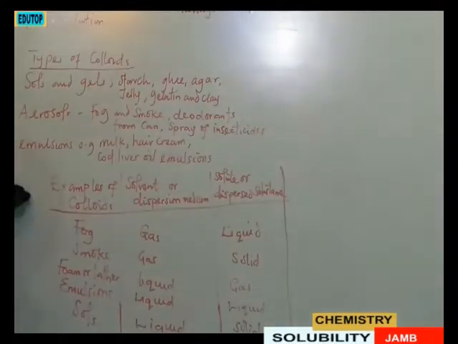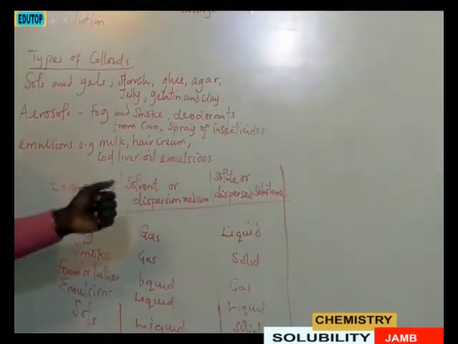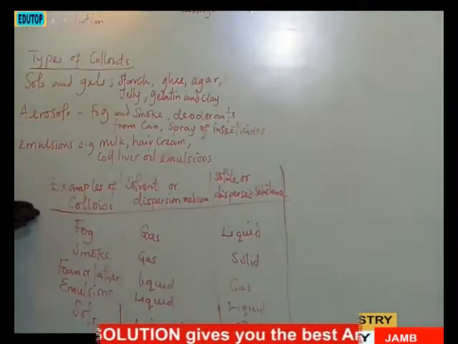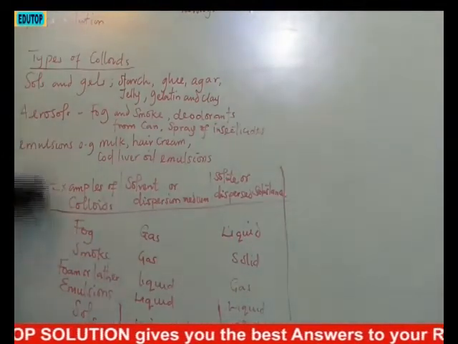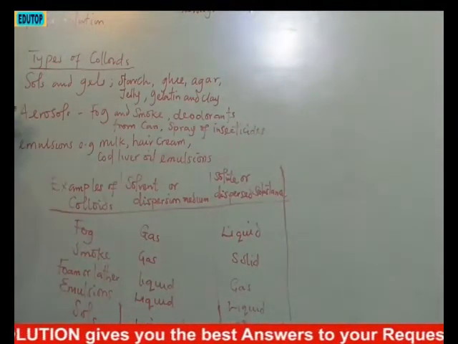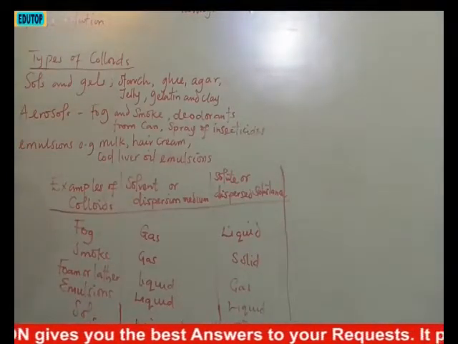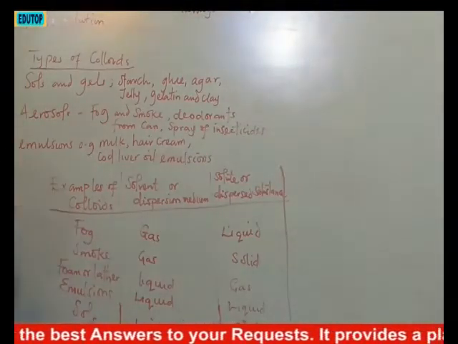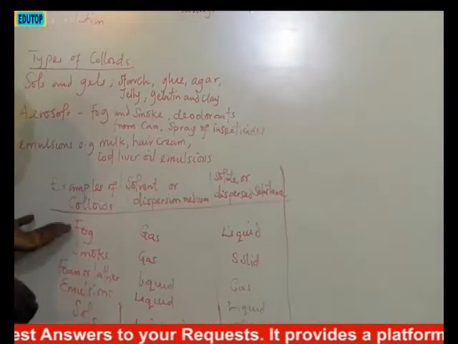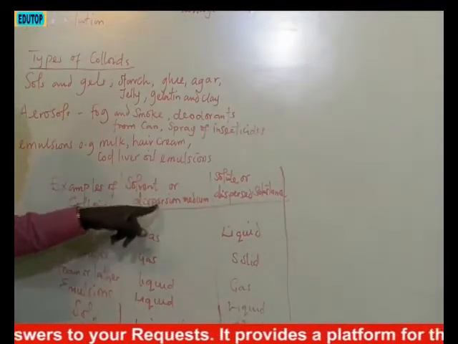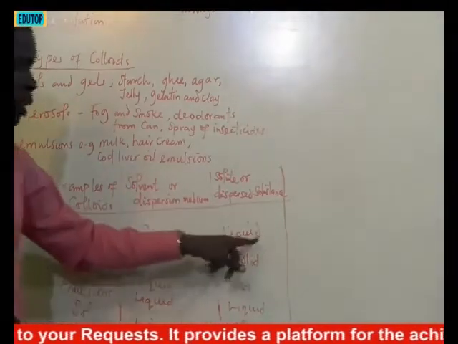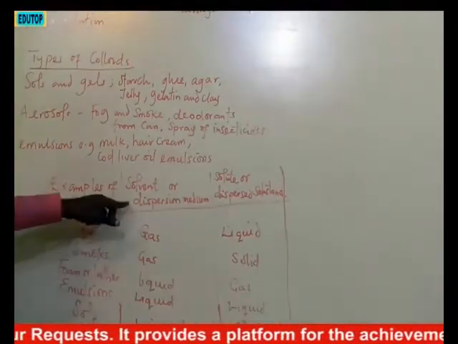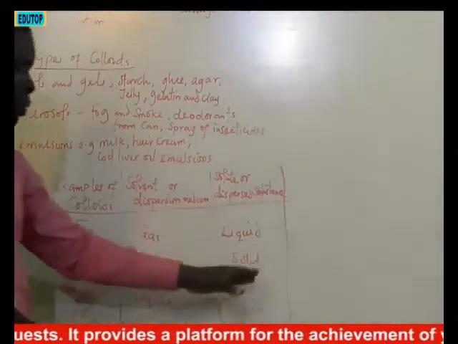So this is a table that shows the solvent or dispersion medium and the solute or dispersed substance. We can use this to summarize what we have been able to discuss earlier. In this situation, I use "we" so that I carry you along. So now we have examples of colloids. We have fog. Under fog, the dispersion medium is gas, while the dispersed substance is liquid. Then smoke: the dispersion medium is gas, the dispersed substance is solid.